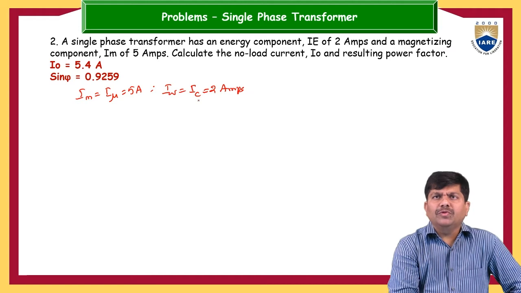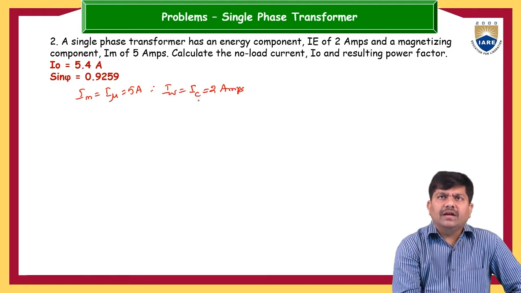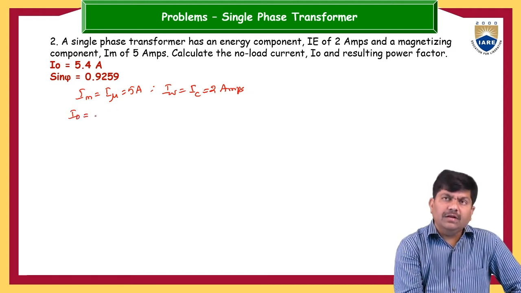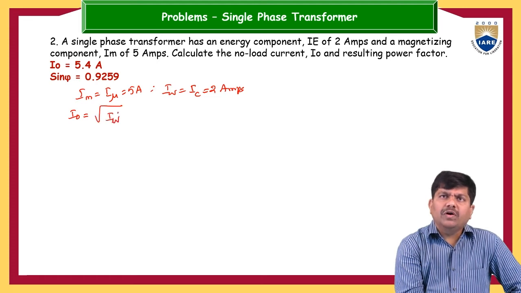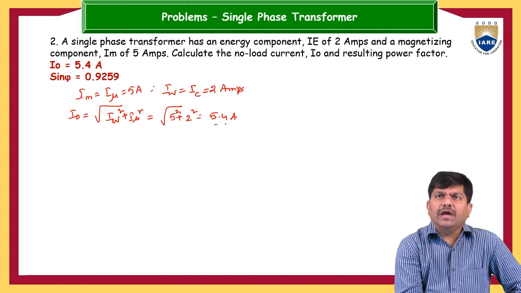So how can we compute this I naught? I naught is the square root of IW square plus I mu square. This is the formula used. So 5 square plus 2 square, and we are going to get 5.4 amps.